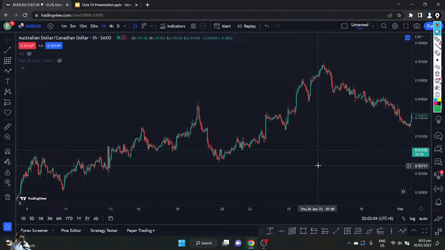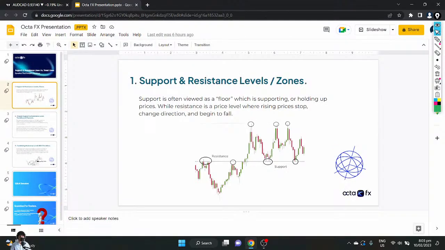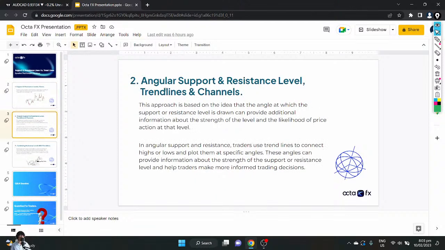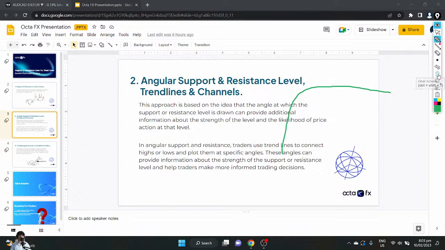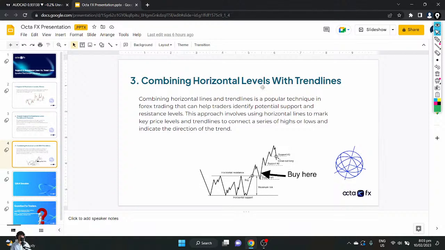Okay, so having said all of those things, we learned the support and resistance levels as well as the zones, the importance of it, and how to use both of these support and resistance levels inside our lower time frame. We also learned the angular support and resistance level, which is if the price started to make an angle like this, then we should stop looking for a buying opportunity because it may start a new trend, which is down. We also learned how to combine both horizontal and trend lines inside our lower time frame.